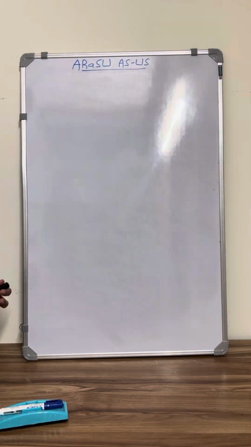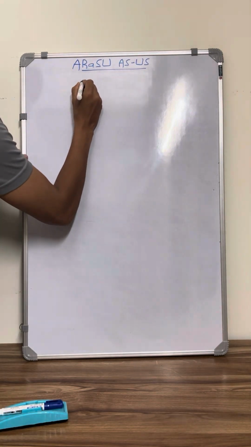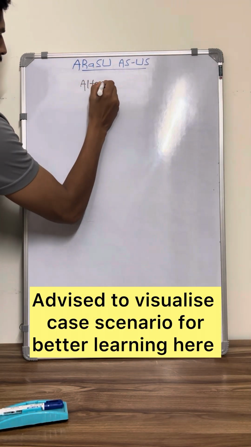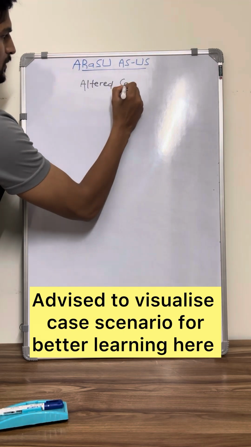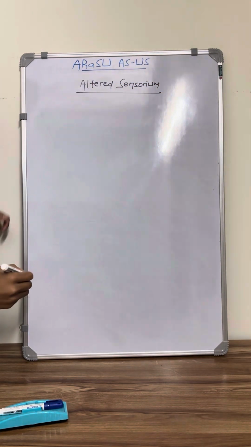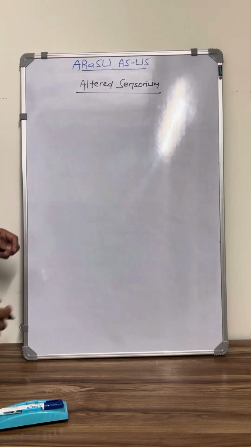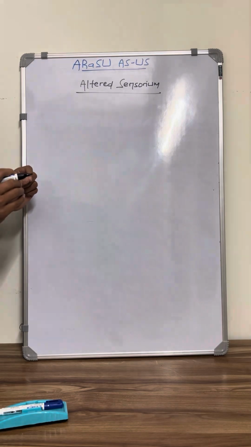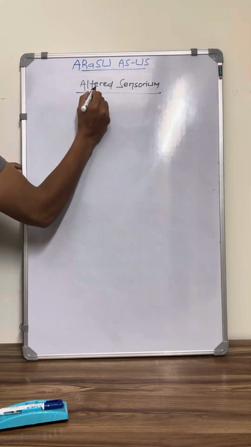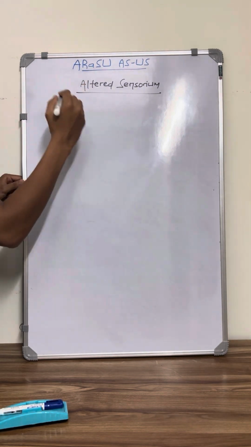Today's topic in the series of approach to common presentations is about altered sensorium. So, any case brought to the casualty in view of altered sensorium, how to approach? Mainly, it is very important to ask about the pattern of altered sensorium. That is, we just have to ask in what form the sensorium is altered.